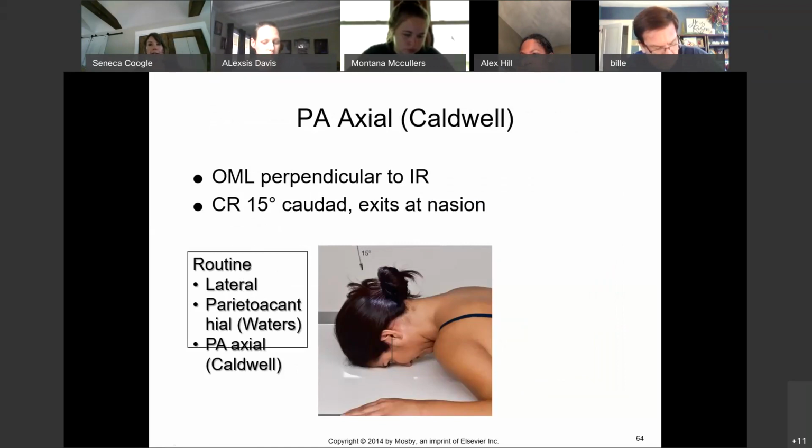Here's your Caldwell, your PA axial. We're just going to keep the Caldwell. It's a good projection. We're just going to keep it for this too. The OML is perpendicular, CR 15 degrees caudad, exiting the nasion. If you notice on the side of the slide, that is part of a routine. Most departments are going to do a lateral, the Waters, and a Caldwell. They may do just a straight PA as well, but it's not very diagnostic. So typically these are the ones you're going to see.